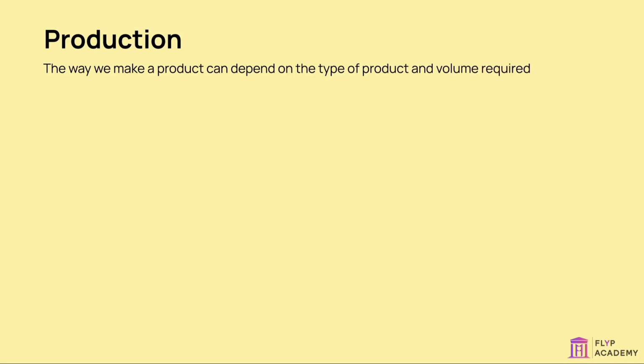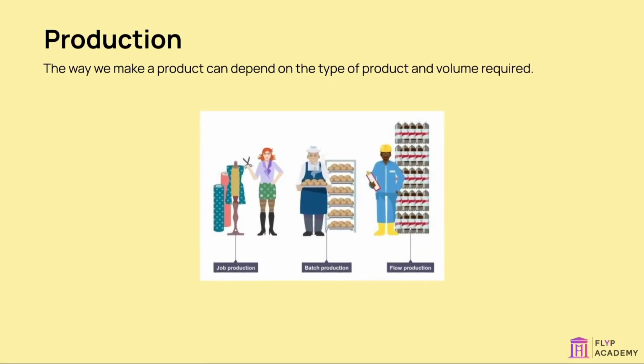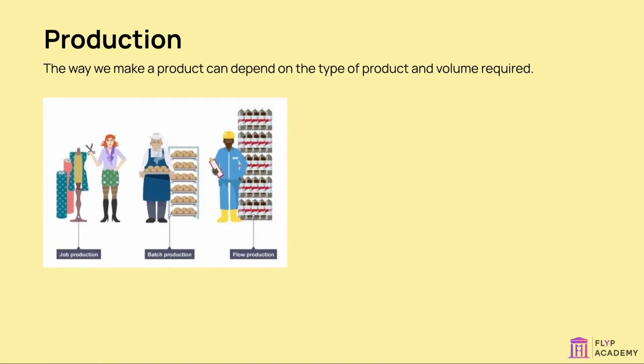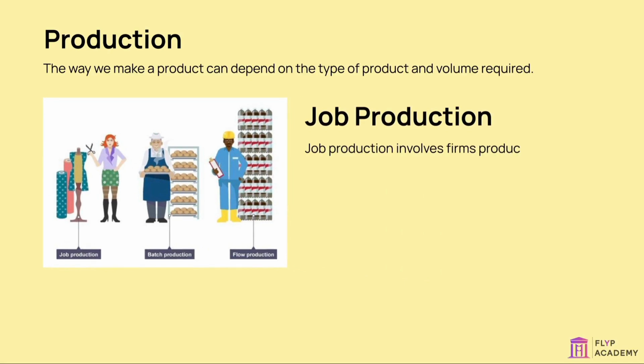Let's talk about production. The way we make a product can depend on the type of product and volume required. There are different methods of production used by businesses. We will start with job production. Job production involves firms producing items that meet the specific requirements of the customer.